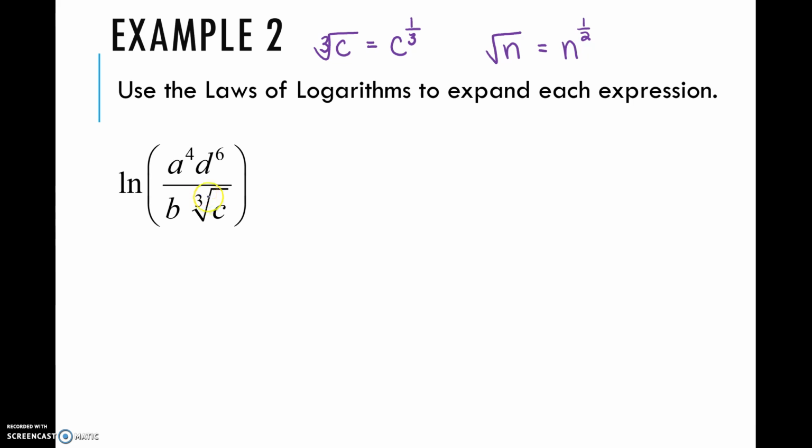So, first thing I notice is that we've got a cube root of c here. I wonder why I used the variable c up above. It's a mystery. So this is the natural log of a to the 4th, d to the 6th, over b times c to the 1/3.